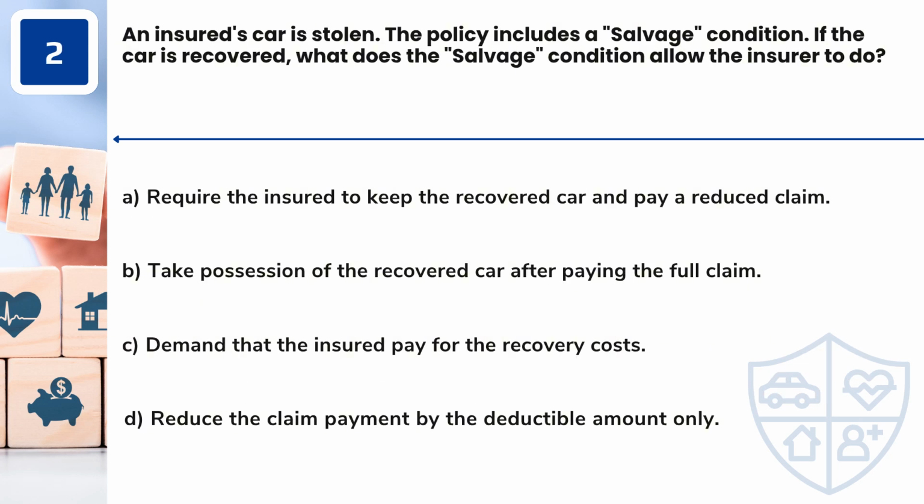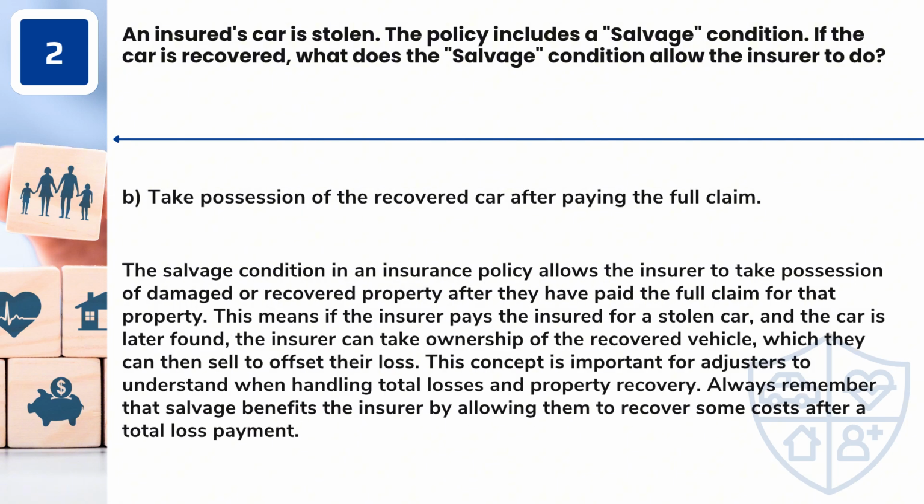Question 2. An insured's car is stolen. The policy includes a salvage condition. If the car is recovered, what does the salvage condition allow the insurer to do? A. Require the insured to keep the recovered car and pay a reduced claim. B. Take possession of the recovered car after paying the full claim. C. Demand that the insured pay for the recovery costs. D. Reduce the claim payment by the deductible amount only.